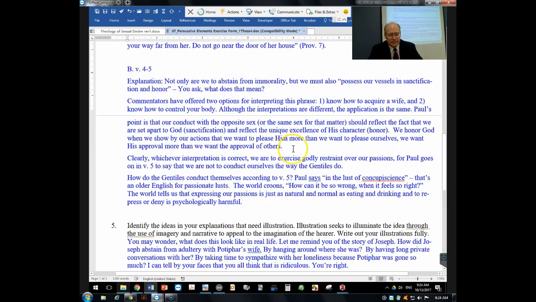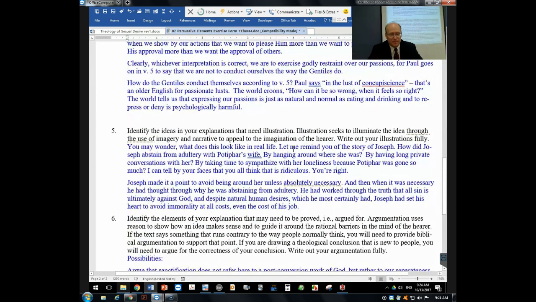All right. Let's move on to number 5. Identify the ideas in your explanations that need illustration. I think Joseph is kind of the quintessential biblical illustration of exactly what this looks like.